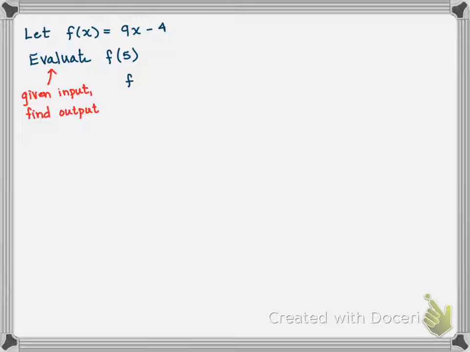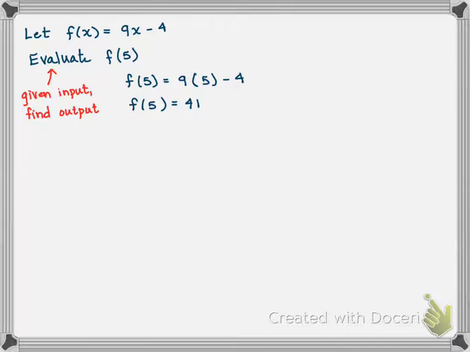We did this yesterday, but we'll do it one more time. 9 times 5 minus 4 gives me 41. So we are given the input 5, we found the output 41.